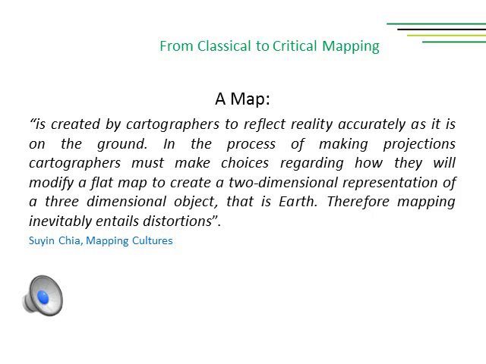A traditional map is created by cartographers to reflect reality accurately as it is on the ground. In the process of map-making projections, cartographers must make choices regarding how they will modify a flat map to create a two-dimensional representation of a three-dimensional object, that is, Earth. Therefore, mapping inevitably entails distortions. John Brian Harley, geographer, cartographer, and map historian, holds that maps belong to a cultural system. They are shaped not only by scientific rules of geometry, but also by norms and values bred by social traditions.